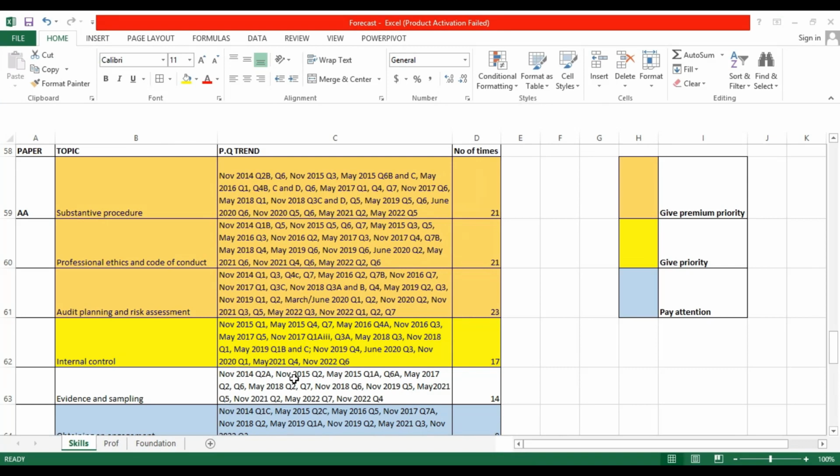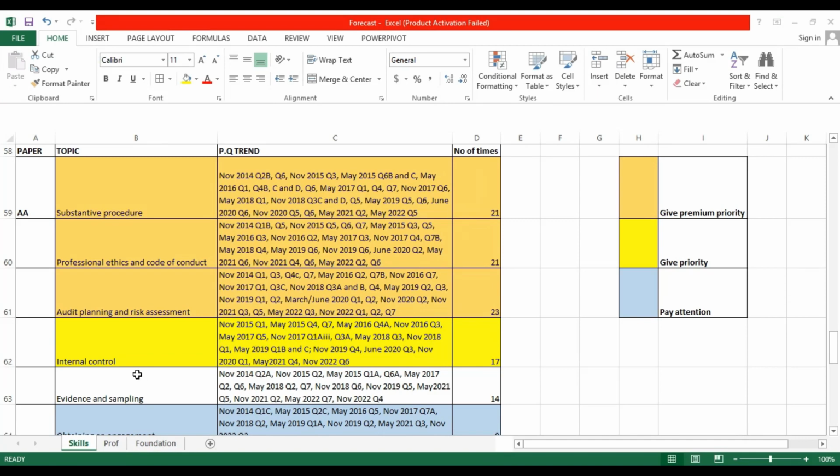Those are the ones to pay attention to. Pay attention to obtaining an engagement. As you can see, it has been examined about 9 times from November 2014 up till last diet, that's November 2022. Now, it might not necessarily be examined as a full question. It might be examined as a sub-question or a part of a question, but you want to be prepared.